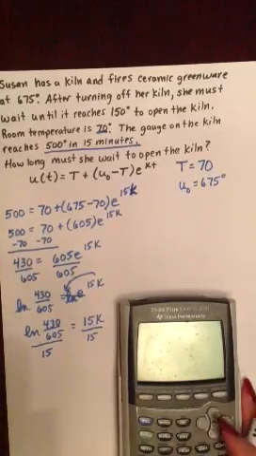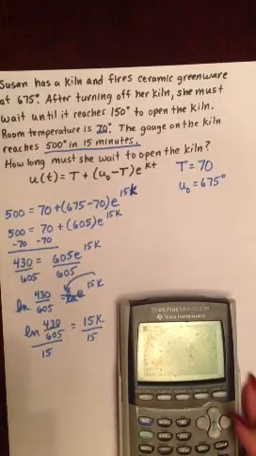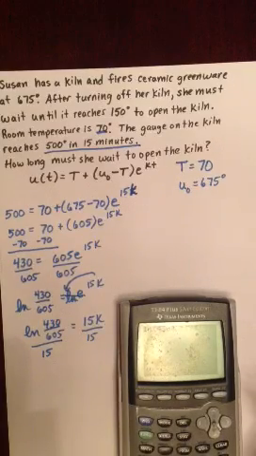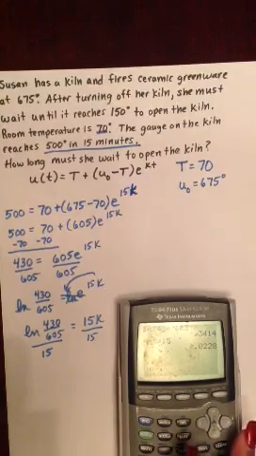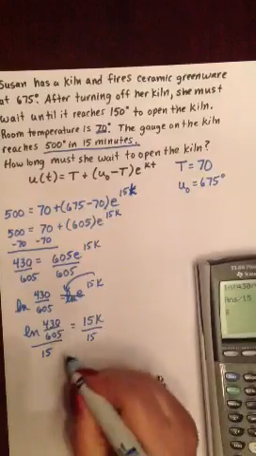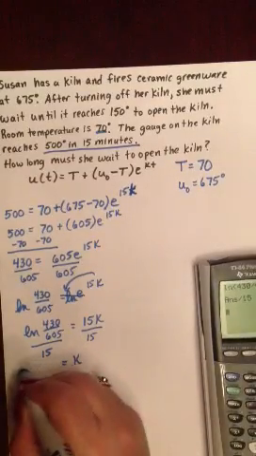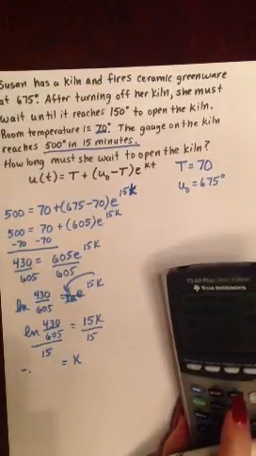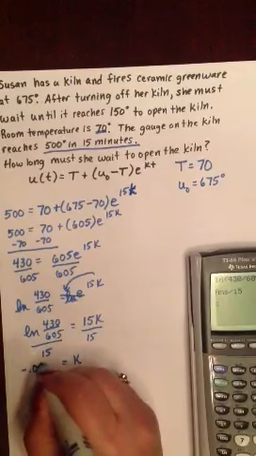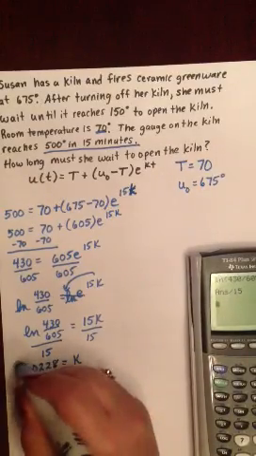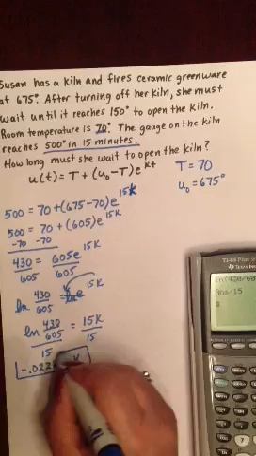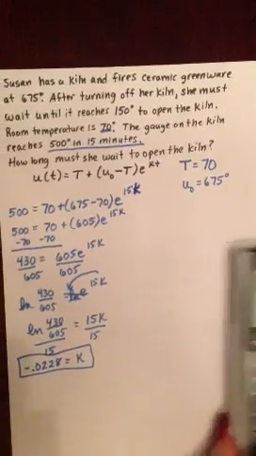So I'm going to turn my calculator on, and it says natural log of 430 divided by 605, and then divided by 15. So I get negative 0.0228. k is equal to negative 0.0228. That is the cooling rate of our kiln, okay? The cooling rate of our kiln.